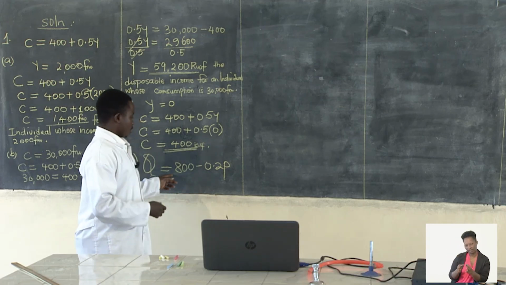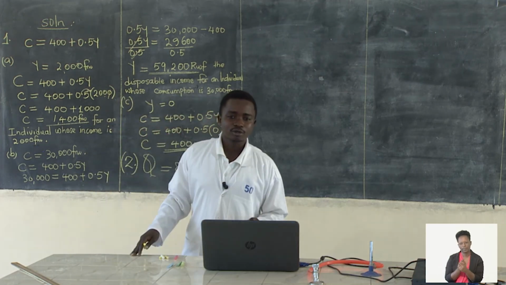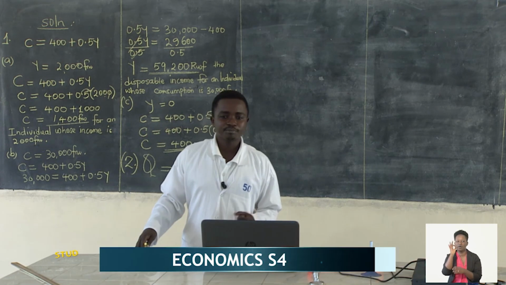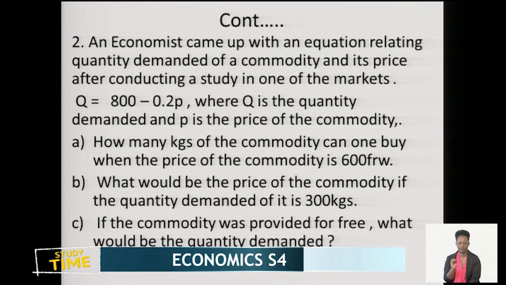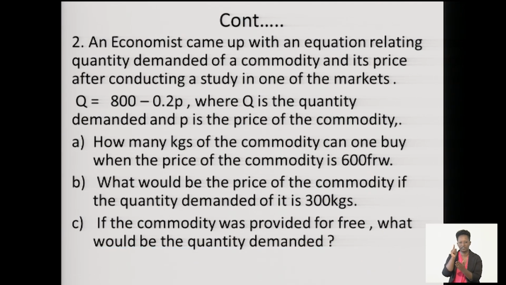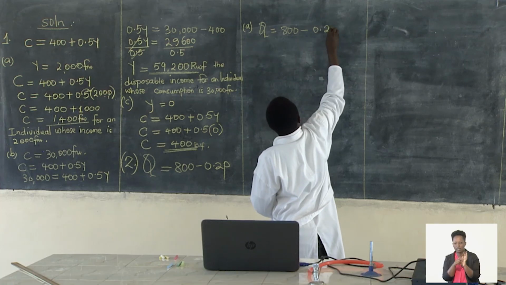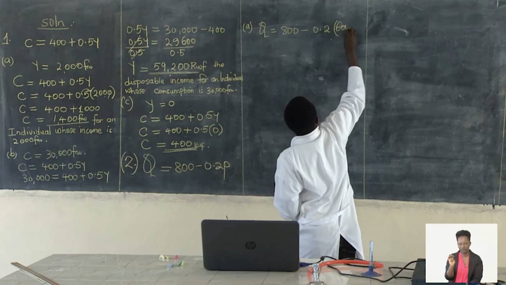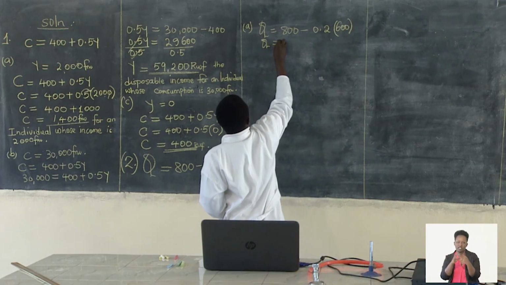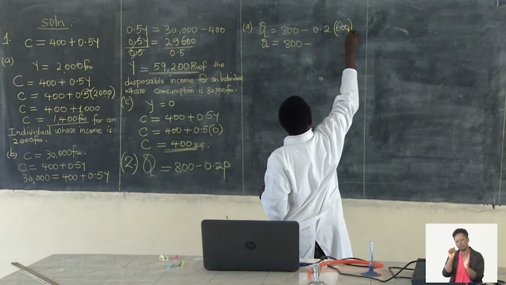Now, let us see what they are asking us. Part A: how many kilograms of the commodity can one buy when the price of the commodity is 600? So they're asking us the quantity demanded when the price is 600. Our quantity demanded will be equal to 800 minus 0.2 times the price. When the price is 600, our quantity demanded will be 800 minus 0.2 times 600.